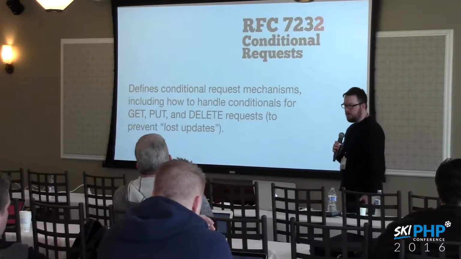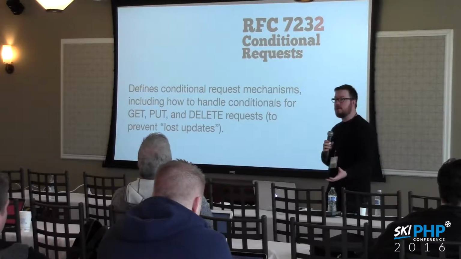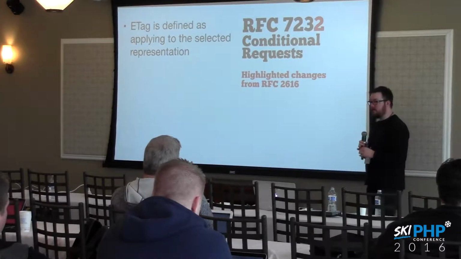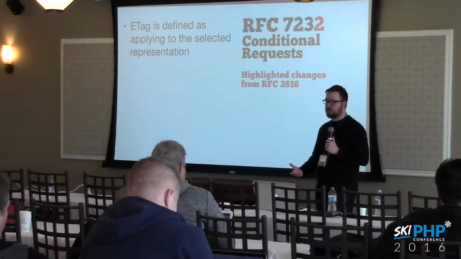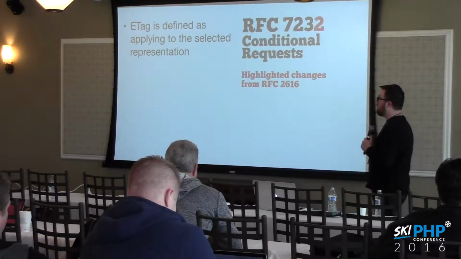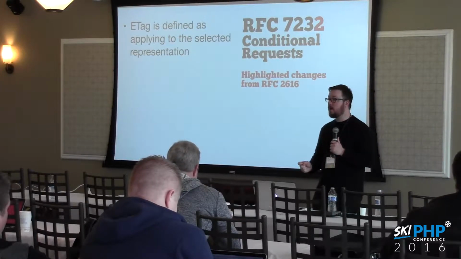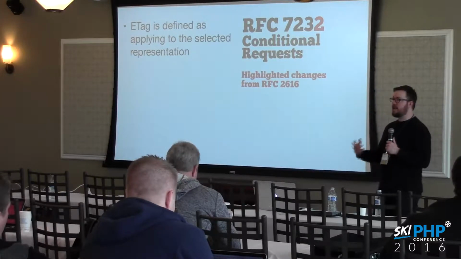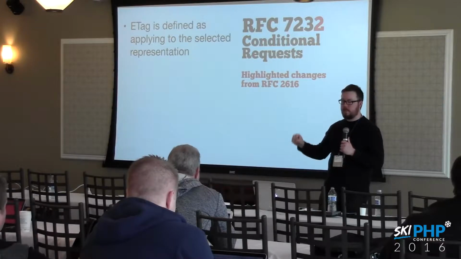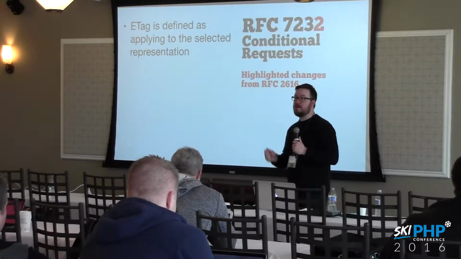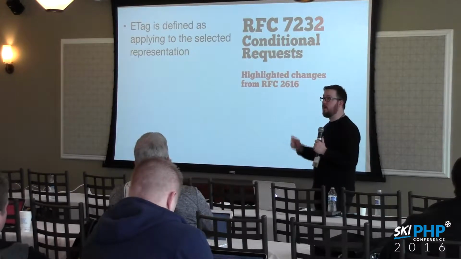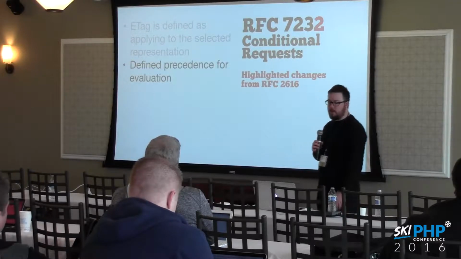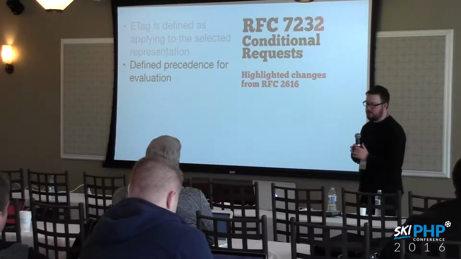All right, 7232, I'll breeze through these. This is conditional requests, so anything that you've ever done with a range request. There are some changes that they've made. I just mentioned the Content-MD5 header as being too ambiguous and widely misunderstood. Well, they've clarified the ETag header as applying to the selected representation. So if you have an API that returns multiple representations of the same resource, maybe one representation is XML, maybe one is JSON, maybe one is HTML, all for the same URI, and you include an ETag header, that ETag is applied to just that representation. So the ETag header can vary based on the content type that you have. They defined precedence for evaluation of things like If-Match and If-Modified-Since headers.